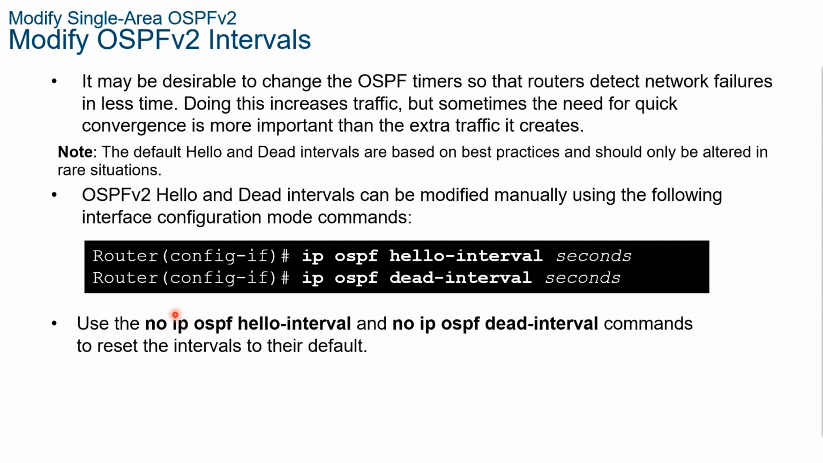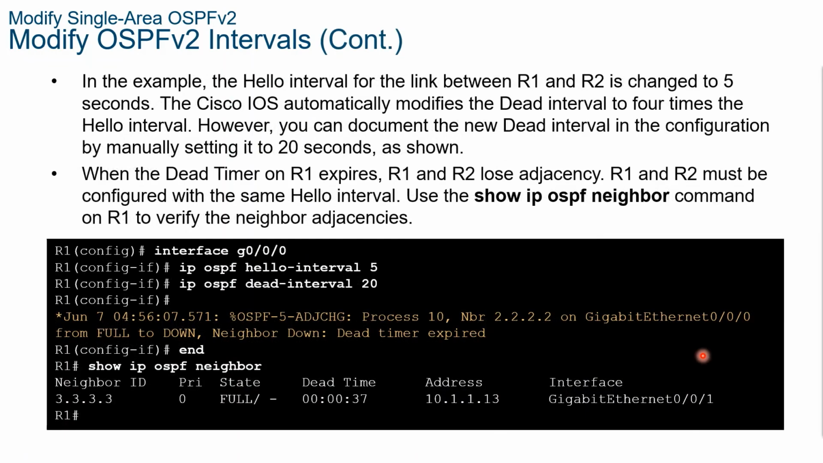Okay, so OSPF version 2 hello and dead intervals can be modified manually using the following interface configuration mode commands. You could use the no ip ospf hello-interval and no ip ospf dead-interval commands to reset the intervals to their defaults, which are 10 and 40. Now, in the example, the hello interval of the link between R1 and R2 is changed to 5 seconds. Immediately after changing the hello interval, the Cisco IOS automatically modifies the dead interval to 4 times the hello interval. However, you can document a new dead interval in the configuration by manually setting it to 20 seconds as shown.